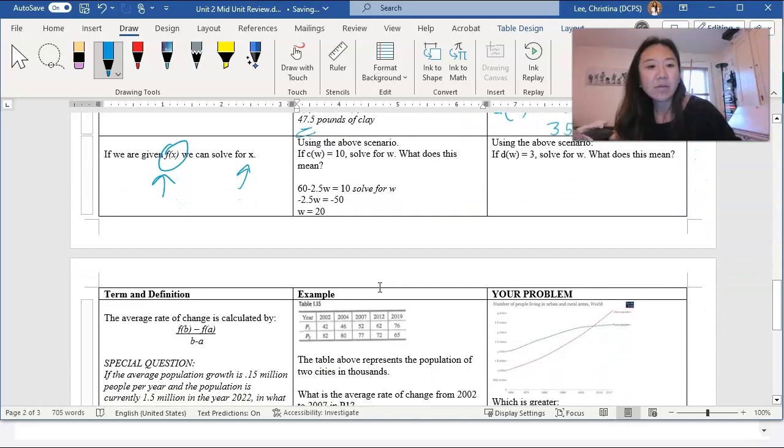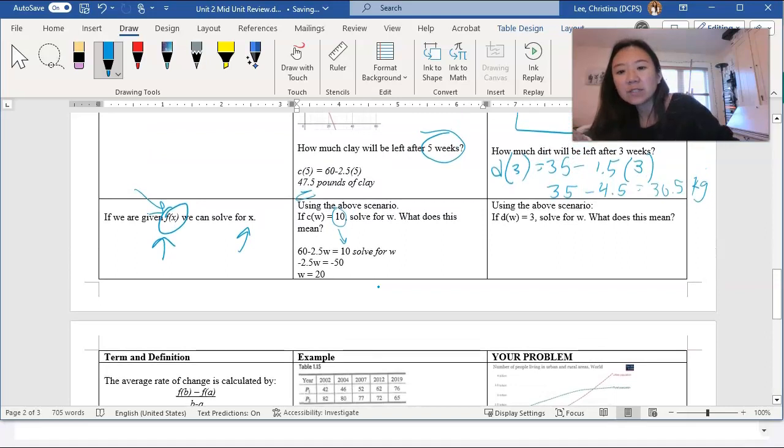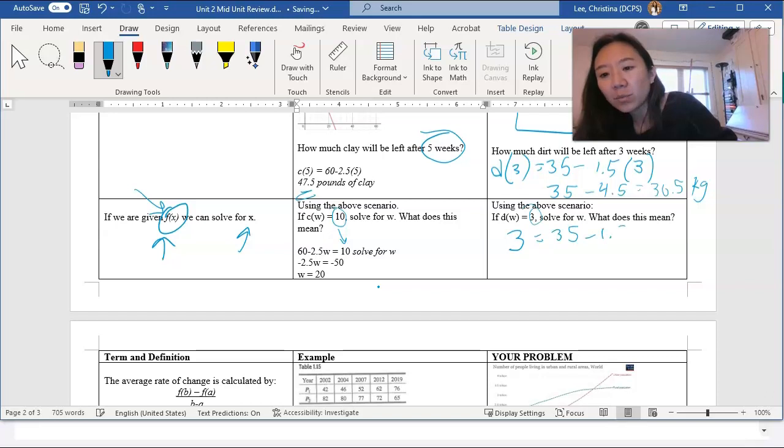So in this scenario now, we're being given f of x or y, and so we're going to solve for the input. All right, so in this scenario, this time they told us D of W equals 3, right, that means I have 3 kilograms left, right? And so I would put this in my equation. 3 equals 35 minus 1.5 W. Now I have the output, so I'm solving for the input.